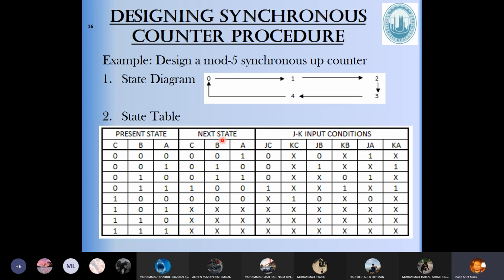So that is how you obtain your next state from your present state. How? Look into your diagram. The state diagram is also very important, because if you draw this diagram wrongly, then your next state will become wrong as well, and obviously the JK input will also be wrong. So please be careful when you draw your state diagram. So this is 0 to 1, 1 to 2, 2 to 3, 3 to 4, 4 to 0, 5 to unknown, 6 to unknown, 7 to unknown because they don't exist. So that is how you obtain present state and next state.